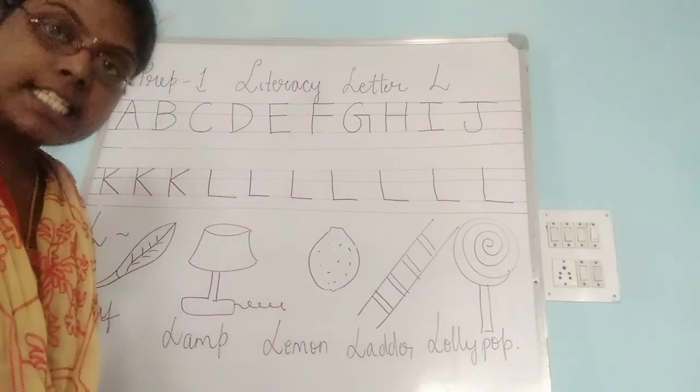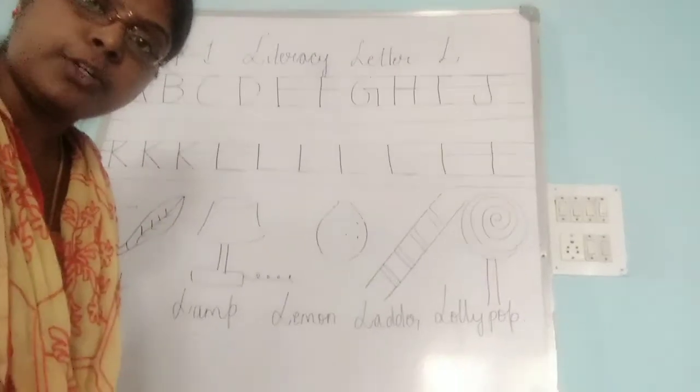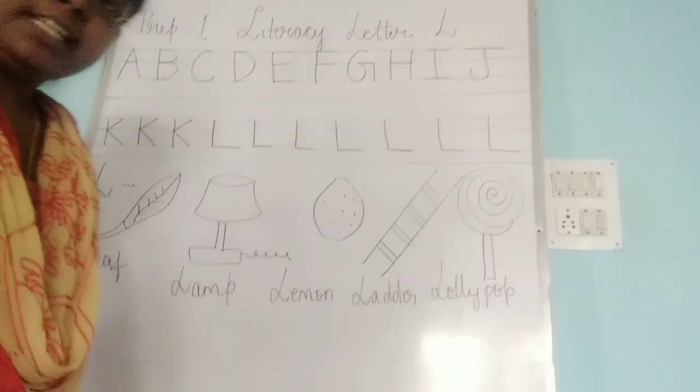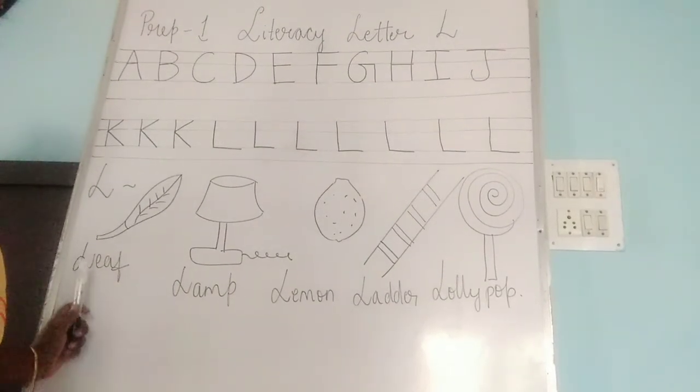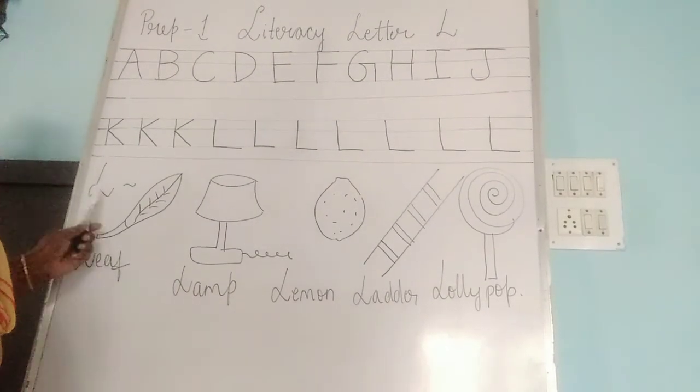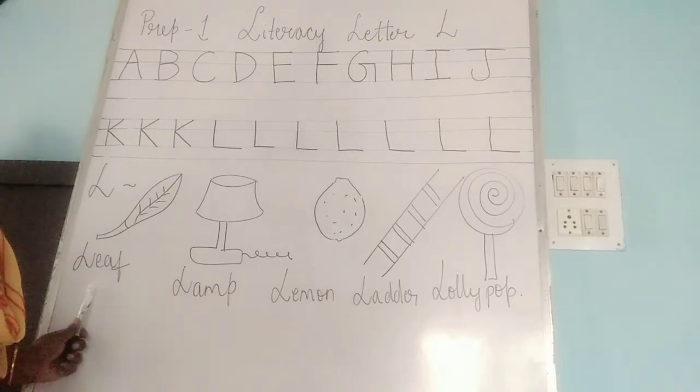Now let us see some objects for L. What all comes for L? Look at the board. L for leaf. Leaf andre ele. Leaves. L for leaf.